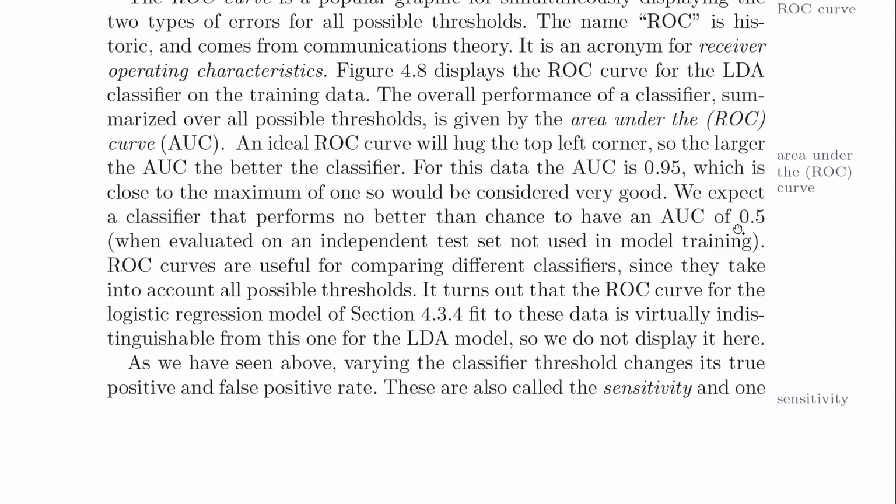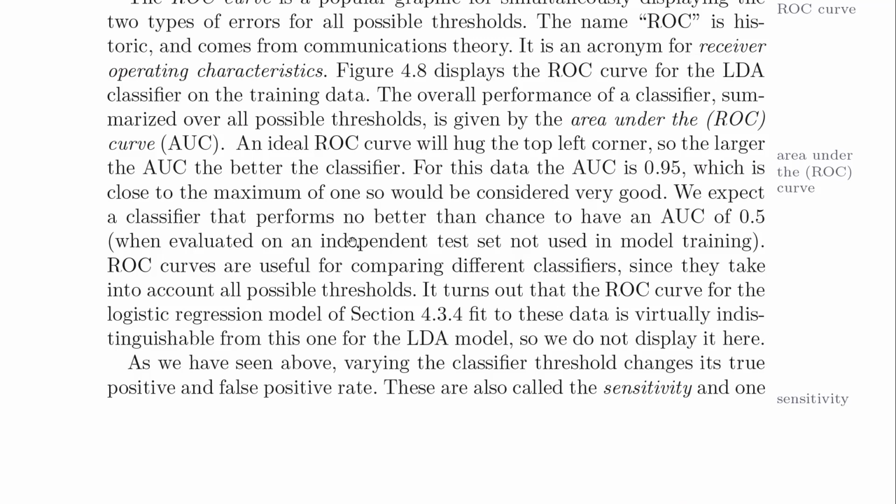We expect a classifier that performs no better than chance to have an AUC of 0.5 when evaluated on an independent test set not used in model training. A classifier that performs no better than random chance, okay? ROC curves are useful for comparing different classifiers. What do we mean by different classifiers? Do we mean just the predictor variables that we've used? Aren't the classifiers just default, non-default?